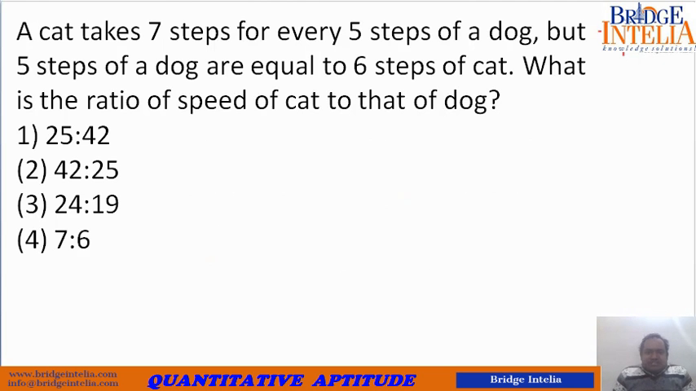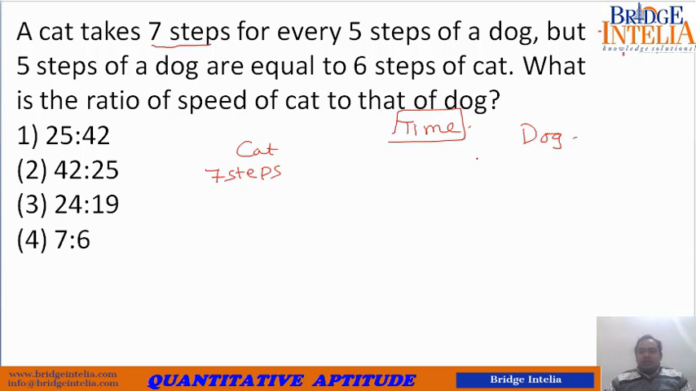So here's the first question. A cat takes 7 steps for every 5 steps of a dog. So what does this mean? The time that the cat takes to take 7 steps is exactly equal to the time taken by the dog to take 5 steps. So the time is same. So in same time, cat takes 7 steps, dog takes 5 steps.